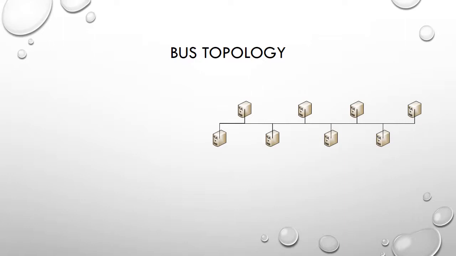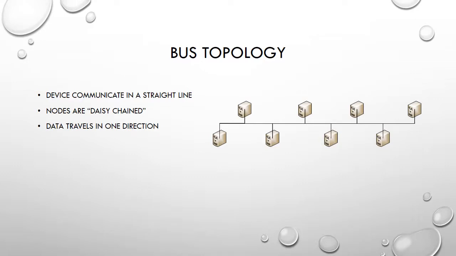So the first topology we're going to look at is the bus topology. In a physical bus topology, devices communicate in a straight line. Nodes are daisy-chained in a linear fashion, like you see in the picture to the right. Data travels in one direction at a time. This means that it's a half-duplex network.